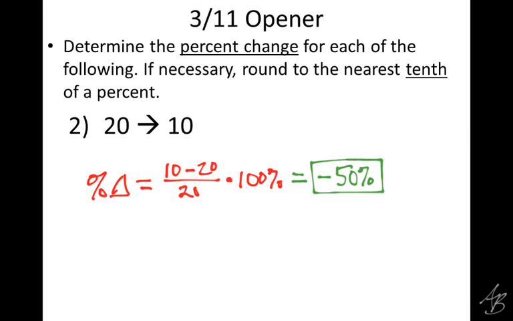So we've seen this happen before, but I just want to point it out again. Number 1 and number 2 have the exact same numbers in it. They're just switched. So the first one we go from $10 to $20, and that's a 100% increase. The second one we go from $20 to $10, and that's a 50% decrease.